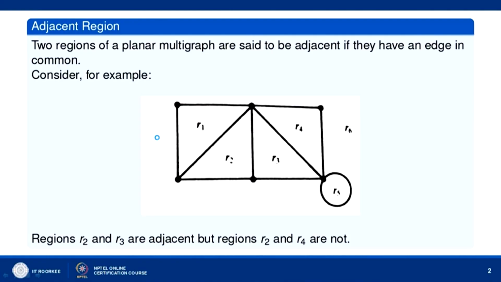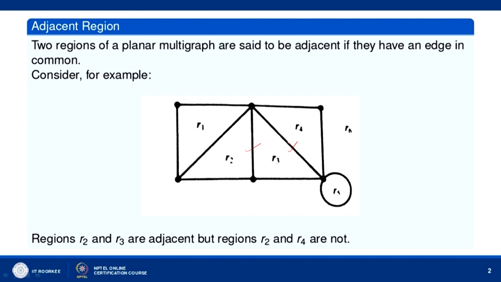Let us first define adjacent region. Two regions of a planar multigraph are called adjacent if they have an edge in common. Say for example, the regions R1 and R2 are adjacent because they have this edge in common. And then R2 and R3 are adjacent regions because they have this edge in common, this one. And then R3 and R4 are adjacent because they have this edge in common. So, R1 R2 are adjacent regions, R2 R3 are adjacent regions, R3 R4 are adjacent regions.